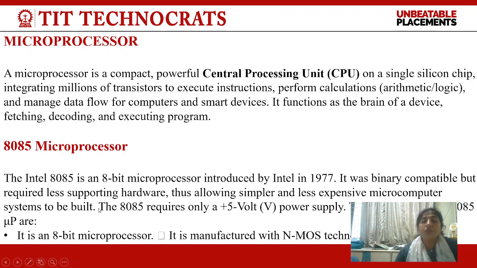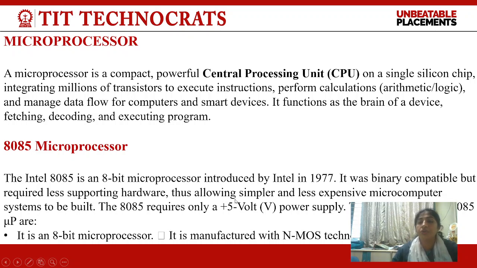Now, the processor which we are going to learn in the semester is the 8085 microprocessor. This is an 8-bit microprocessor. So, what does it mean by 8-bit microprocessor? The data that it can fetch is of 8 bits only. That's why the name given to this is 8-bit microprocessor, and it was introduced in 1977 by Intel. It was binary compatible and required less supporting hardware. Binary compatible means it deals with the binary numbers 1 and 0.